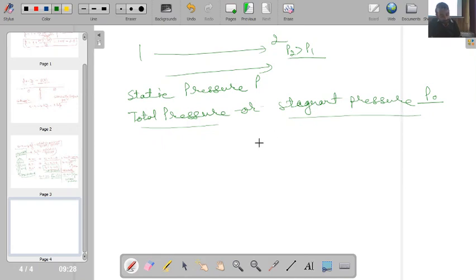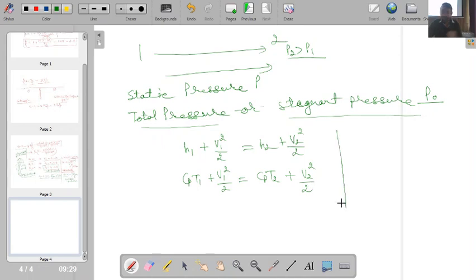So what I will do over here, first let me try to consider what happens to stagnation temperature. We know that our energy equation is h1 plus V1 square by 2 equal to h2 plus V2 square by 2. And for a calorically perfect gas, I can write Cp times T1 plus V1 square by 2 equal to Cp times T2 plus V2 square by 2. Now, can you tell me what is the formula for stagnation temperature?